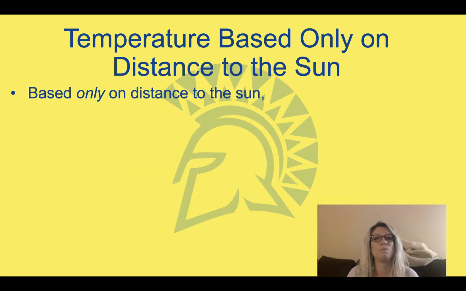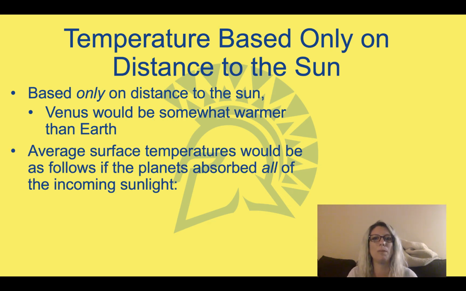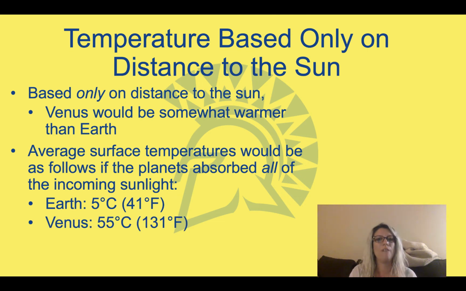If it was based only on the distance from the sun, then Venus would be somewhat warmer than the Earth. The average surface temperatures would be as follows, if the planet absorbed all of the incoming sunlight: the Earth would be 41 degrees Fahrenheit, and Venus would be 131 degrees Fahrenheit. That is really hot. But it isn't exactly that way, because we also have those two other points that we should go over, and that might change this.